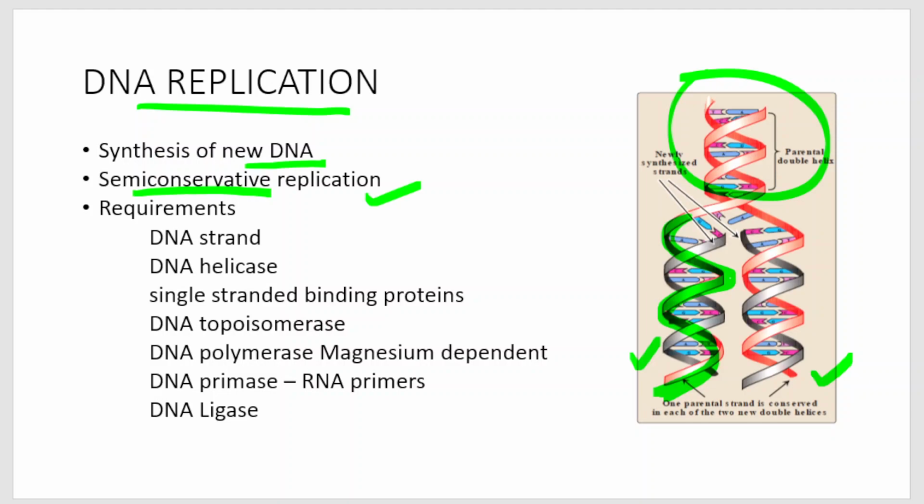And what are the requirements for DNA replication to take place? First of all, the DNA strand, of course, and then DNA helicase enzyme, single-stranded binding proteins, DNA topoisomerase, magnesium-dependent DNA polymerase, DNA primase for synthesis of RNA primers, and DNA ligase. So these are the enzymes and proteins which are required for DNA replication.